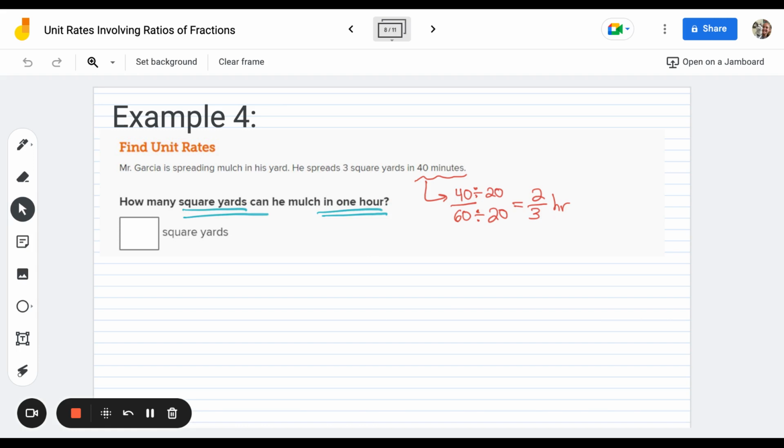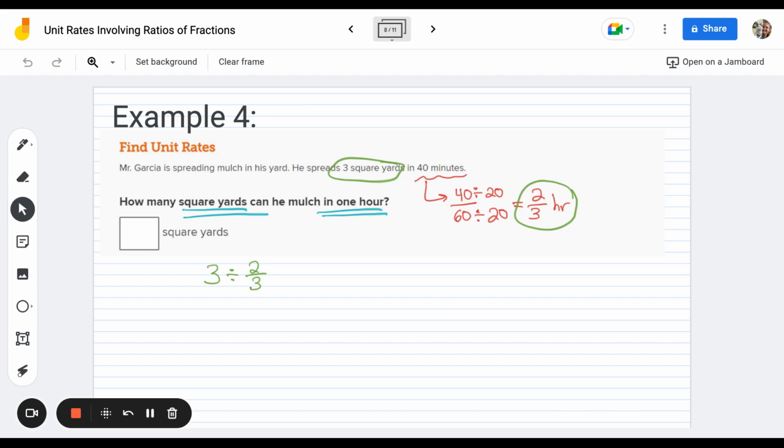In this question, we have our 3 square yards, and then we have this 2/3 of an hour that we came up with. Those are the 2 numbers we're going to use in our division problem. So we're going to take 3 square yards, divide that by our time, which is now in hours, 2/3.